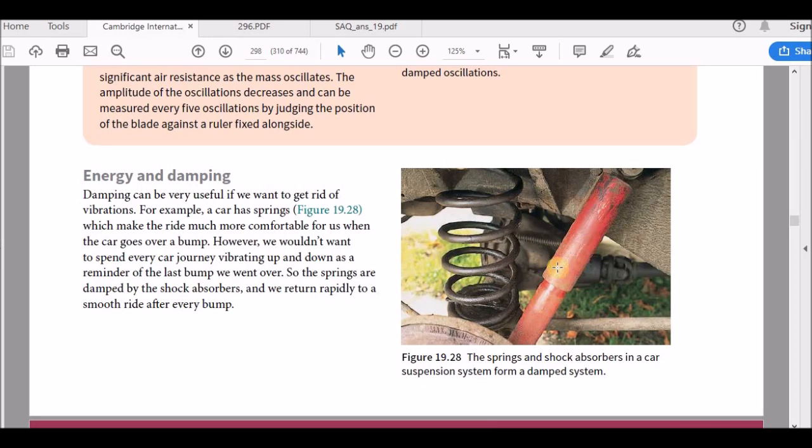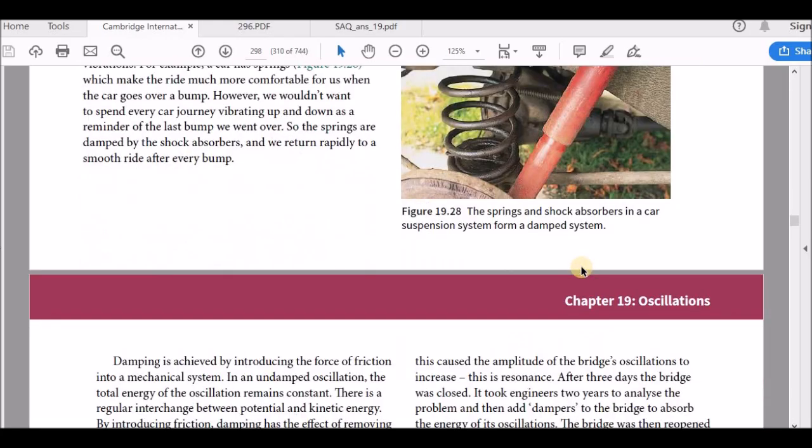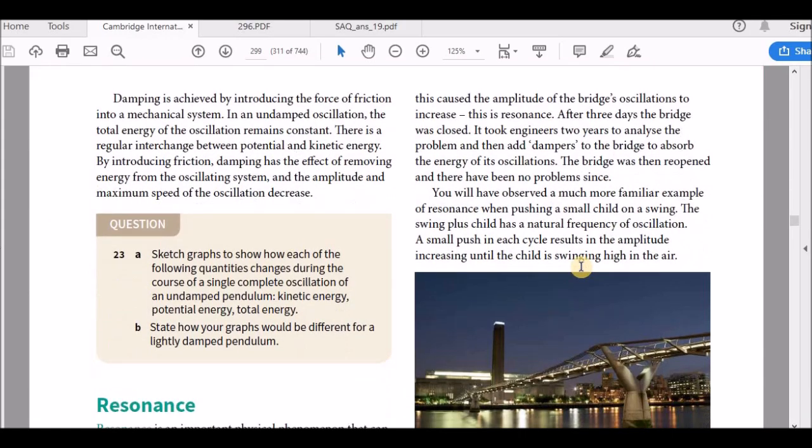Now you would have seen this in certain restaurants and hotels. This is also fixed to the top of the door, so when you open the door, it doesn't close suddenly. It closes slowly because of the damper. The spring is the shock absorber. This part here is the damper.